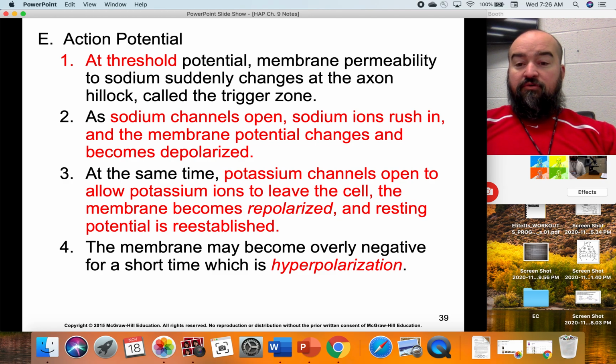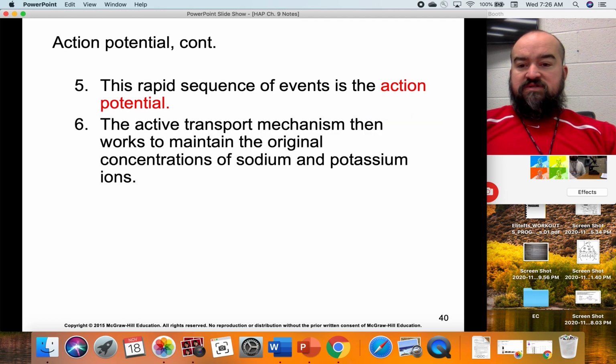Then after the depolarization, there's a period of repolarization where the slope becomes negative again and it's driving back down toward resting potential. And then quite often it goes beyond that. It goes even lower than negative 70 for a little while. That's called hyperpolarization, and then it balances back out and comes to resting potential there at negative 70 millivolts again. So this sequence of events is called an action potential.